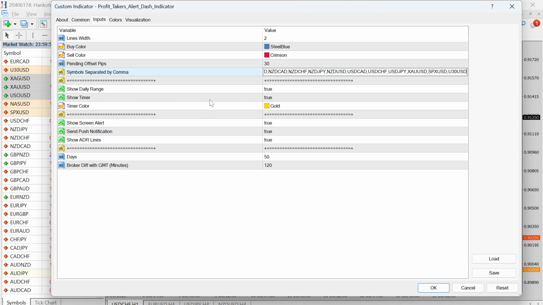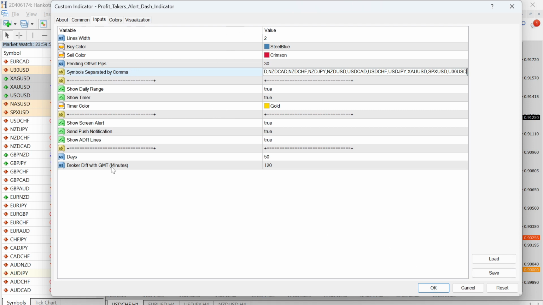Yep, that looks good. And here you can also have it show the daily range. You might want to keep that on. The timer, that's the countdown for the candle. Show alert, that's if you want the push notification to show up, and I believe it's going to show up once I close this. And you can also set it for the push notifications if that's what you want. If you want to show the ADR lines, I love to see the ADR lines on my chart. Everything else, don't mess with it. Okay.